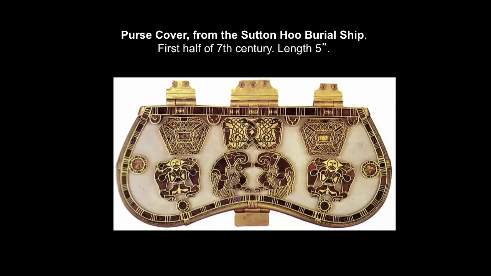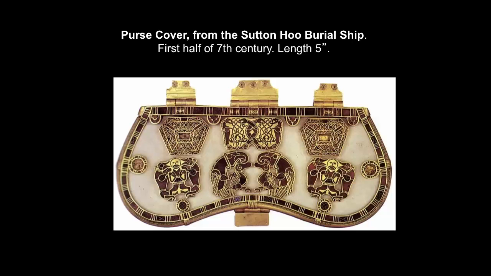So this is another item that was recovered from the Sutton Hoo burial ship, and it allows us to look at other examples of zoomorphic or animal style, as well as that complementary interlacing of knots and lines known as ribbon interlacing. So this was a purse cover.